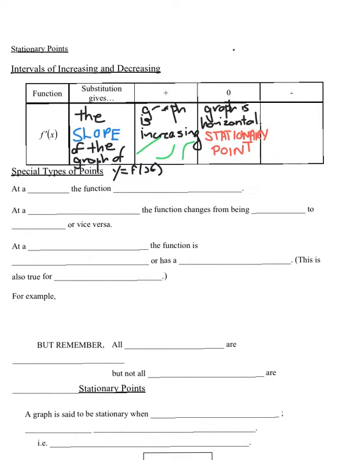What about if the slope is negative? Because f dash of x is negative, sorry. It'll be the opposite of the plus. So instead of increasing, it will be decreasing. So the graph is decreasing. If the slope is negative, the graph is decreasing.